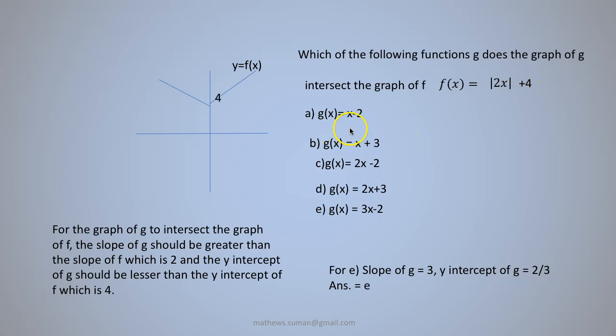For A, g has slope 1. For B, g has slope 1. For C, g has slope 2. D, g has slope 2. E, g has slope 3. And the y-intercept would be found by putting x equal to 0. That is, y is 2 by 3. So the y-intercept of g is 2 by 3. So for E, the graph of g would intersect the graph of f.